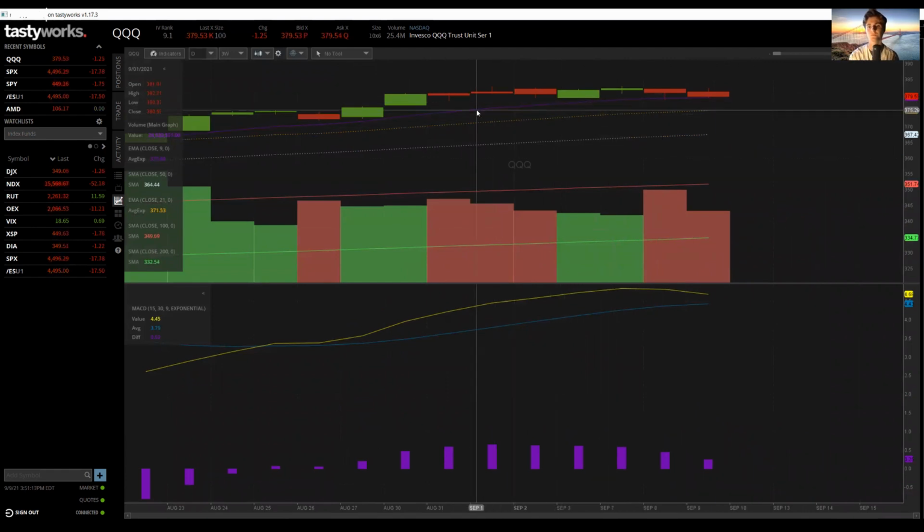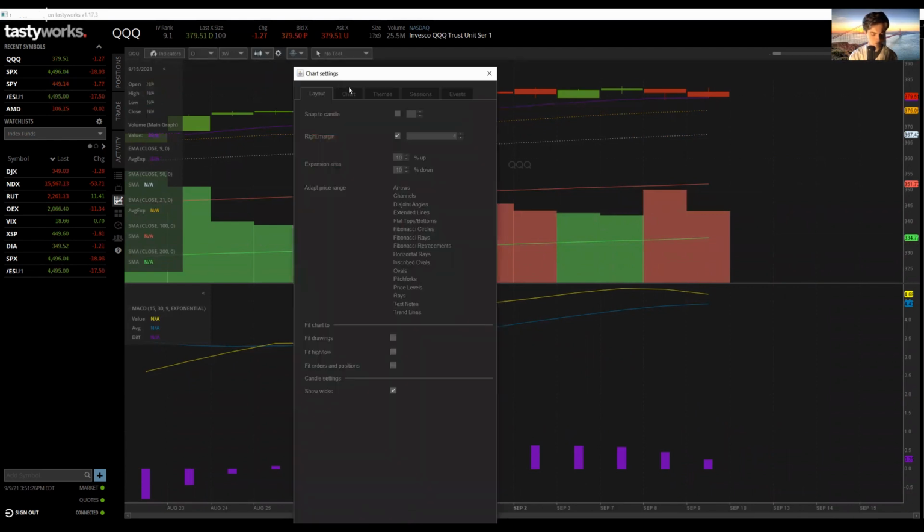So generally, when things are looking good, your EMAs will line up. In a strong uptrending market, your EMAs will line up.